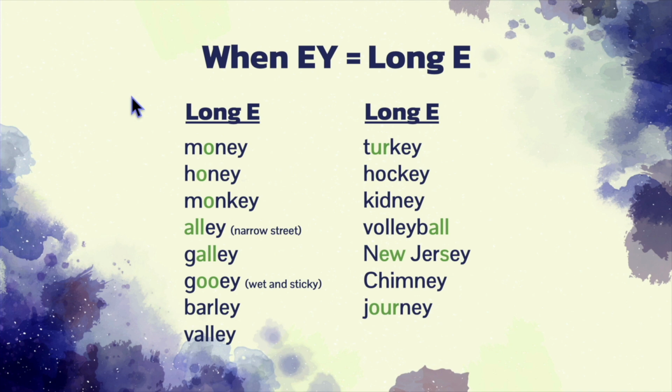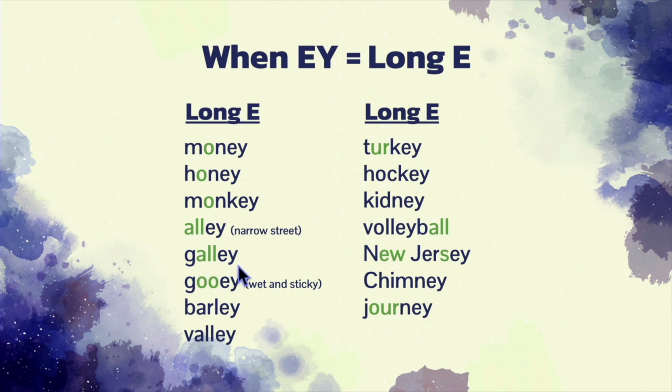EY at the end of longer words usually has a long E sound. In these three words, the O is going to schwa and sound like a short U. So we have money, honey, and monkey. Here we have alley, which is a narrow street, especially between buildings. Although ALL at the end of a word usually says all, before a vowel, it has the short A sound of al instead of the broad A sound of all. That will be true in this word too.